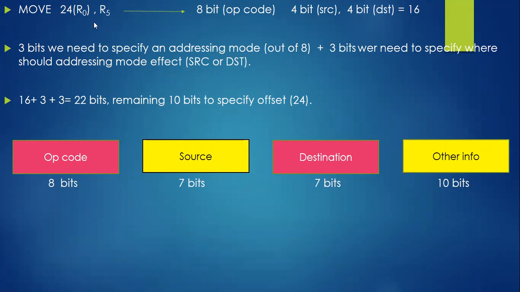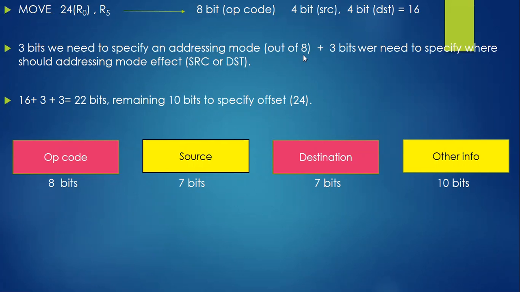If I want to represent this using the encoded version of a machine instruction, then 8 bits I need for the opcode, that is for move. 4 bits for the source, the address of R0, and 4 bits for the destination. So total how much? 16, exactly. I'm left with 24. Wait for it. See here, 3 bits we need to specify an addressing mode. Why do I need 3 bits to specify the addressing mode? How many addressing modes do we have? Only 8, right?